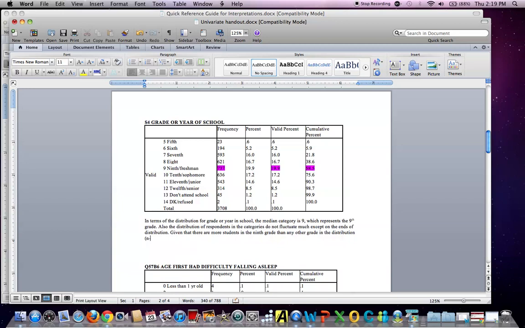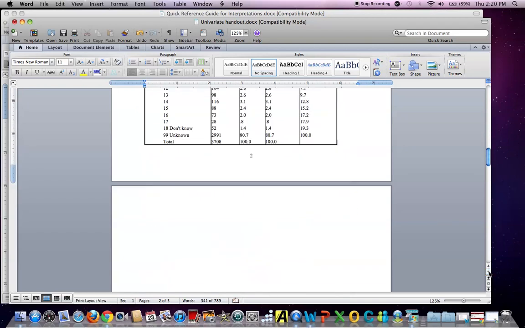N is equal to 737. Okay. Alrighty, so that's how I would interpret the data. Okay, and that's the ordinal level of measure. Alright.